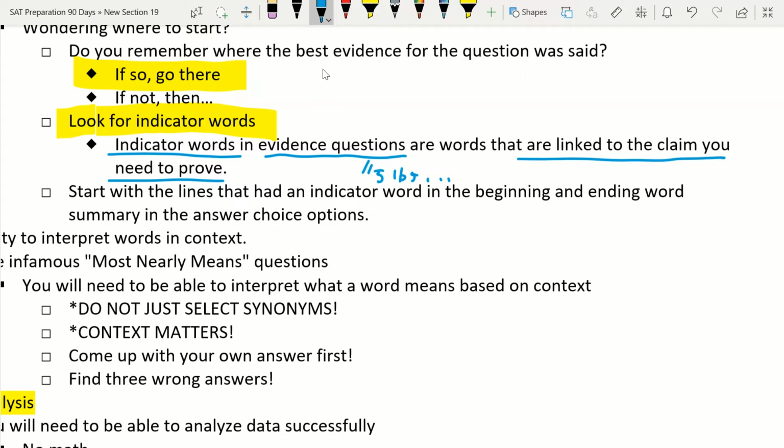So let's just say it said 5 pounds, and then at the end it said ocean, right? That would be that 5 pounds. Since you're looking to support the claim that they only weigh 5 pounds, that's an indicator word.